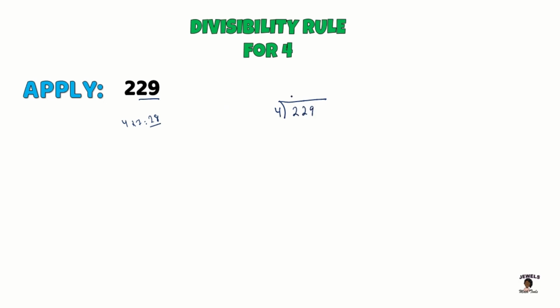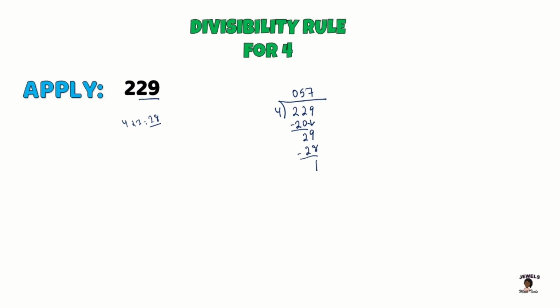So 4 can divide into 2. 4 goes into 22 5 times. 5 times 4 is 20. 22 subtract 20 gives us 2. We're going to bring down our 9, change the 2 into 29. 4 goes into 29 7 times. 7 times 4 is 28. And 29 minus 28 leaves us with a remainder of 1. So just as we thought, this number is not divisible by 4.